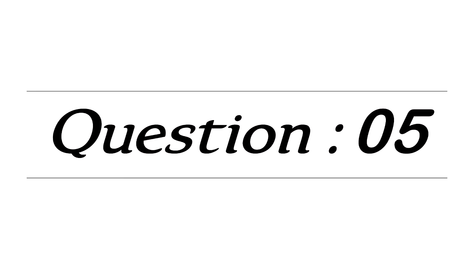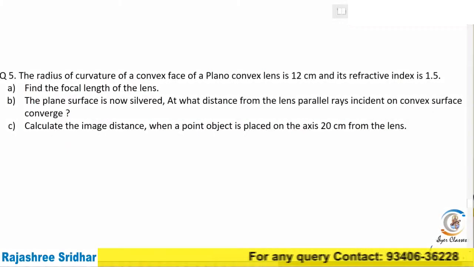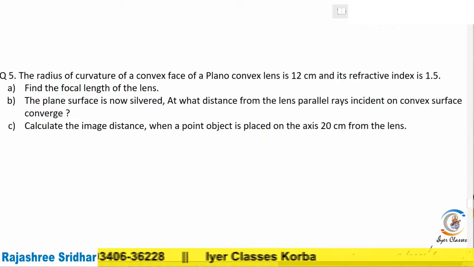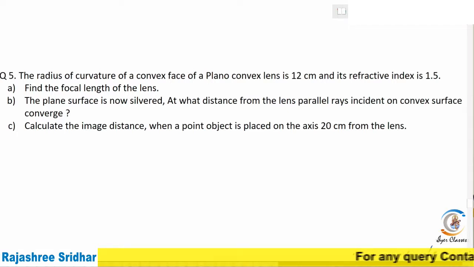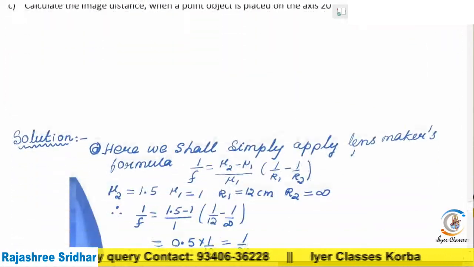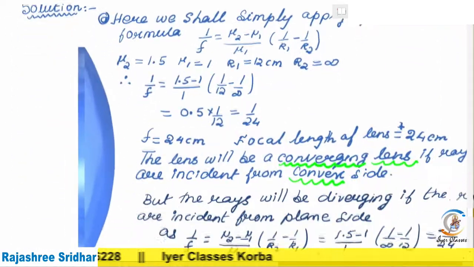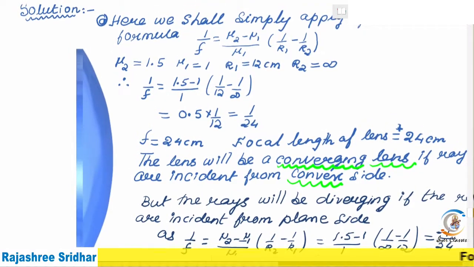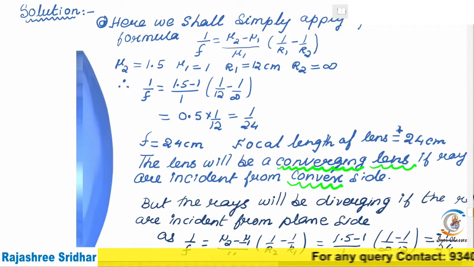Okay. Let us move on now to the fifth question. The radius of curvature of the convex face of the plano-convex lens is 12 centimeter and the refractive index is 1.5. The first part of the question says: find the focal length of the lens, right? Now you are given a plano-convex lens. This appears like this. One side is plane and the other side is a convex part.